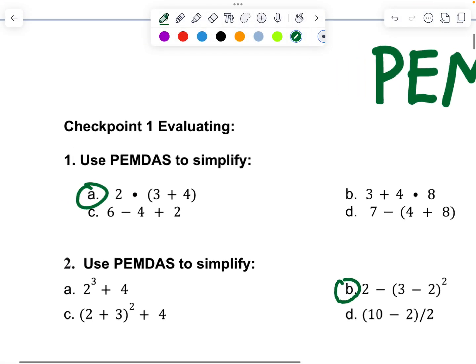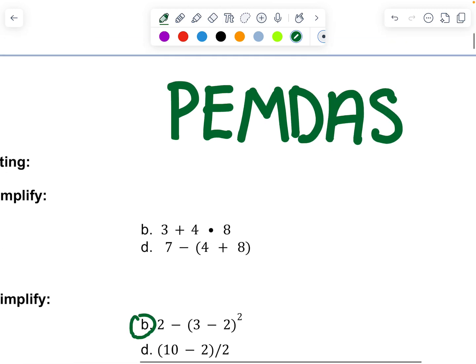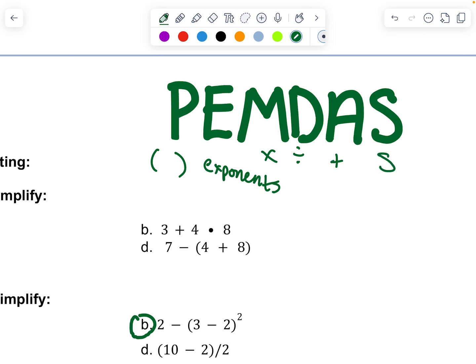All right, everyone, checkpoint 1, we are using PEMDAS. Now, reminder, PEMDAS stands for parentheses, exponents, multiplication, division, addition, and subtraction. And PEMDAS is basically telling us what order to simplify an expression in.